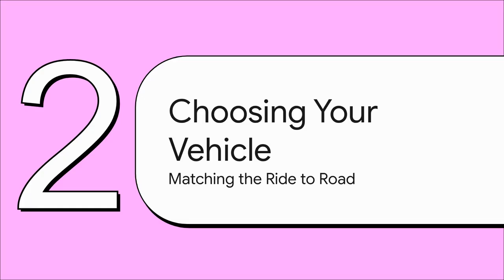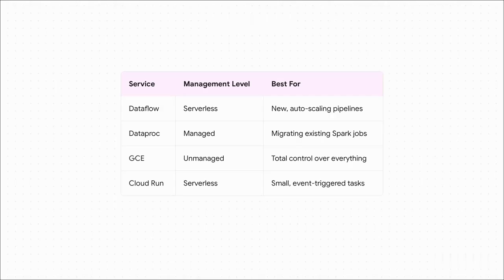You have to match the ride to the road, right? You're not going to use a scooter to haul freight across the country, and you don't need a whole bullet train just to pop down to the corner store. The best choice is always about the specific job you need to get done. Let's break it down with this table.